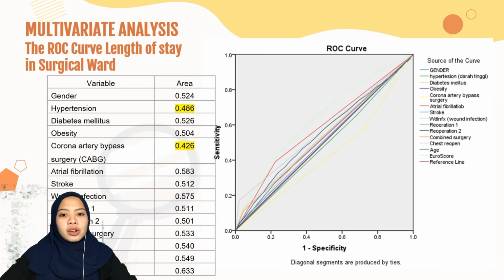Secondly, the ROC curve and area under curve for length of stay in surgical ward. Based on the output, which is the graph, the results are the same as length of stay in ICU, but from the area under curve table, there are 2 variables that have no discrimination capacity to distinguish between positive and negative class, which are hypertension and coronary artery bypass surgery.